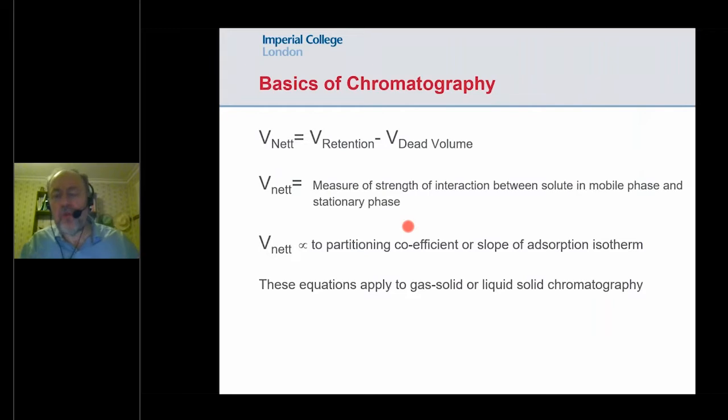We're not going to spend too much time on equations, but just remember that we are particularly interested in the net retention volume, which is the retention volume we measure for a probe minus the dead volume for our system. And this net retention volume is a measure of the strength of interaction between the solute in the mobile phase and the actual stationary phase. And it's also directly proportional to the partitioning coefficient or the slope of the adsorption isotherms. And whether it's a liquid phase or gas phase, these equations and these principles are also applicable.